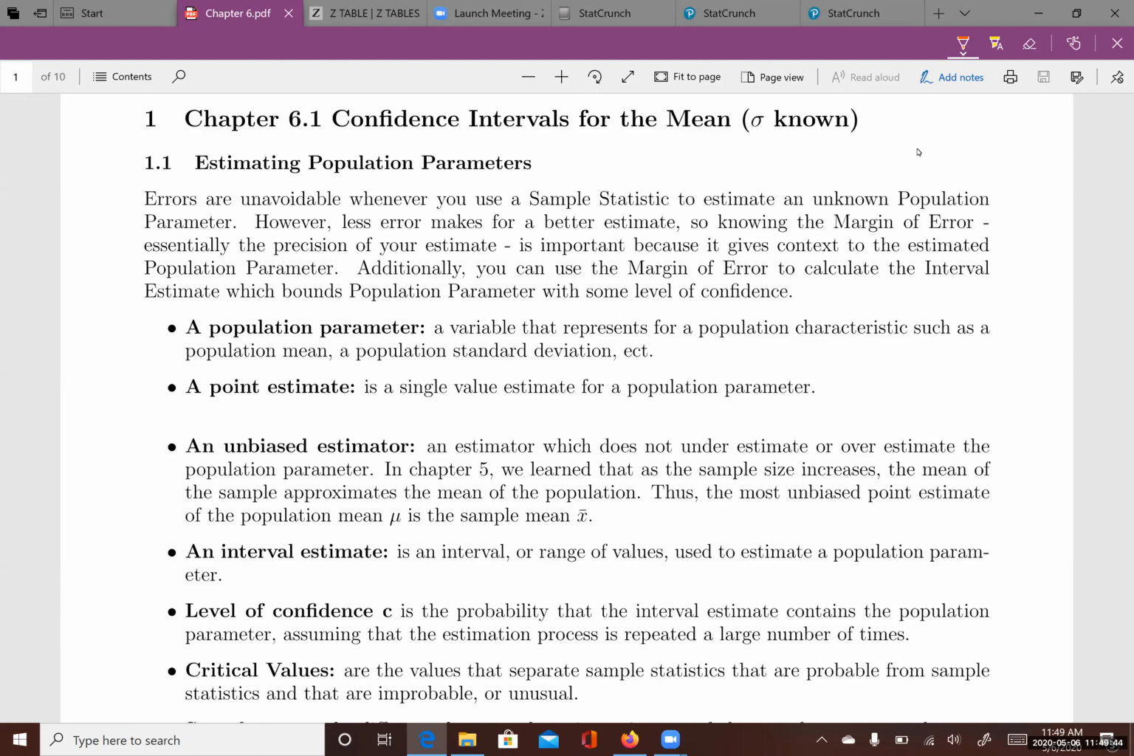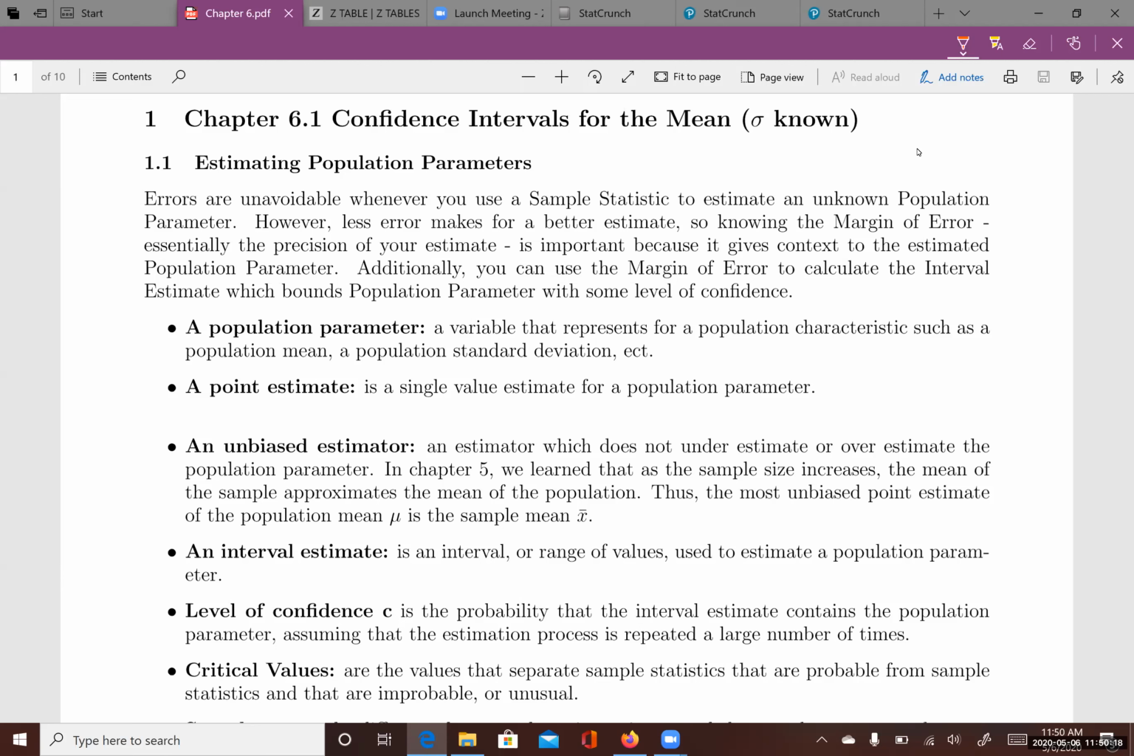This is a lecture on the confidence intervals for the mean of the populations. As we know, sometimes when we need to estimate a population parameter, for example, the mean of the population or the standard deviation of the population, most of the time you want to collect a sample, right?